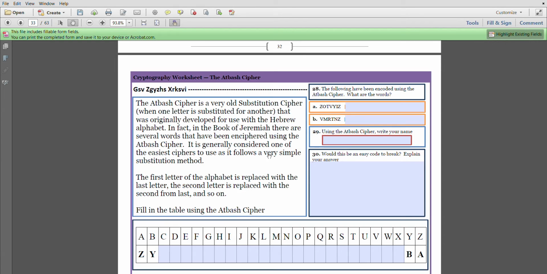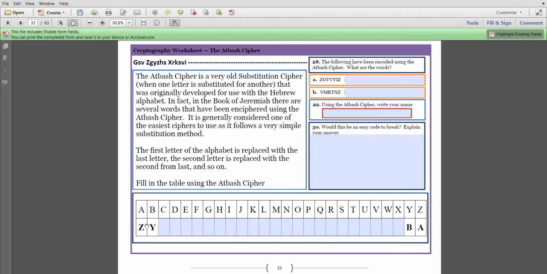The first letter of the alphabet is replaced with the last letter, and the second letter is replaced with the second from last, and so on. Fill in the table using the Atbash cipher. So you are going to use these as a reference. So A, Z, B, Y. And then you notice over here Z has A, Y has B. Use the text I just read to help you complete the cipher table.